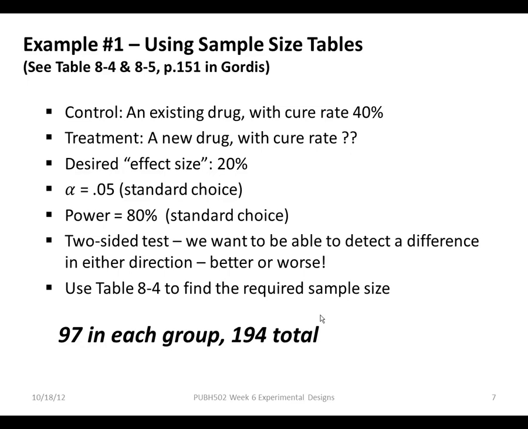So if you find the relevant figures in table 8.4 for a 40% underlying rate and a 20% expected change, the table's already set up for alpha 0.05 and power 80% and two-sided, you'll see, hopefully, you can find the cell that shows you that you need 97 people in each group or 194 total.